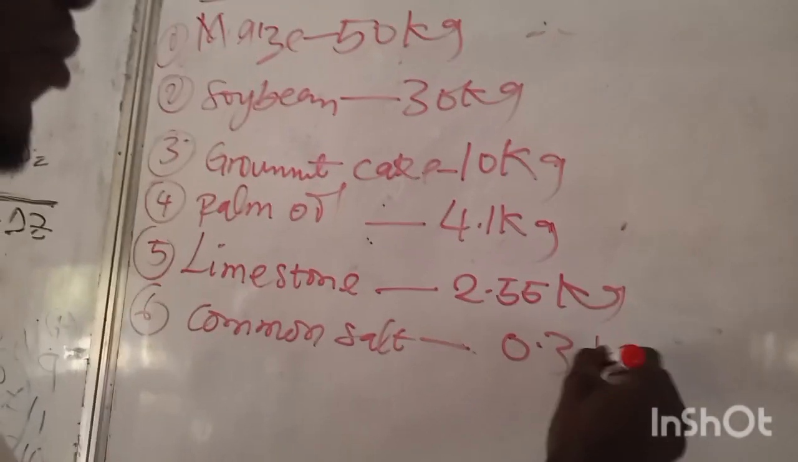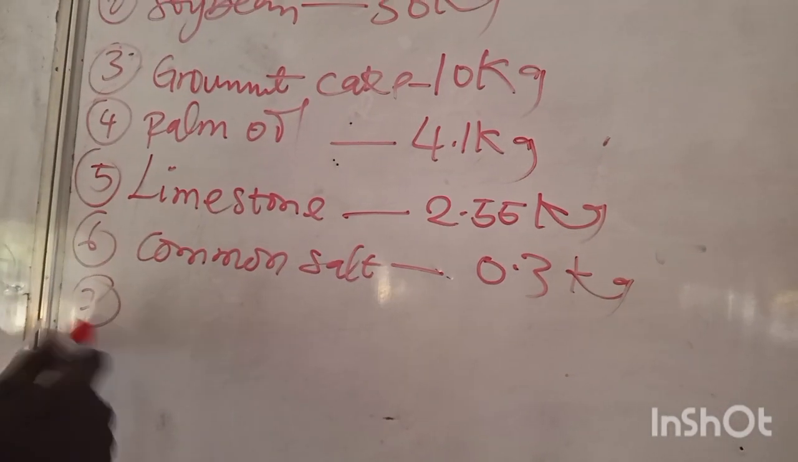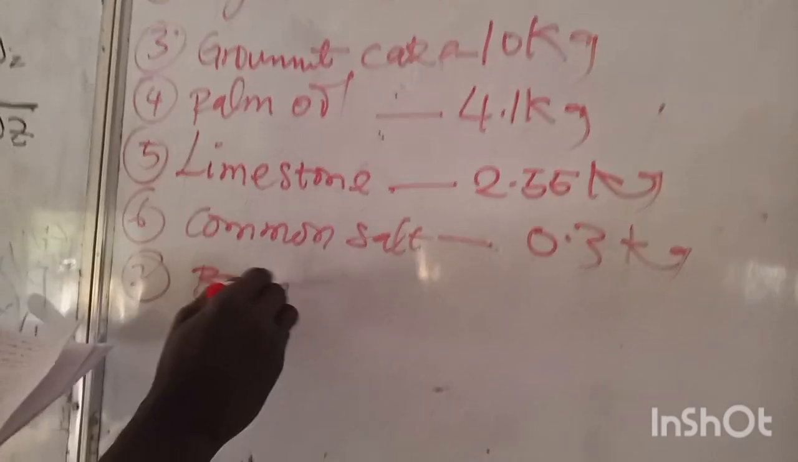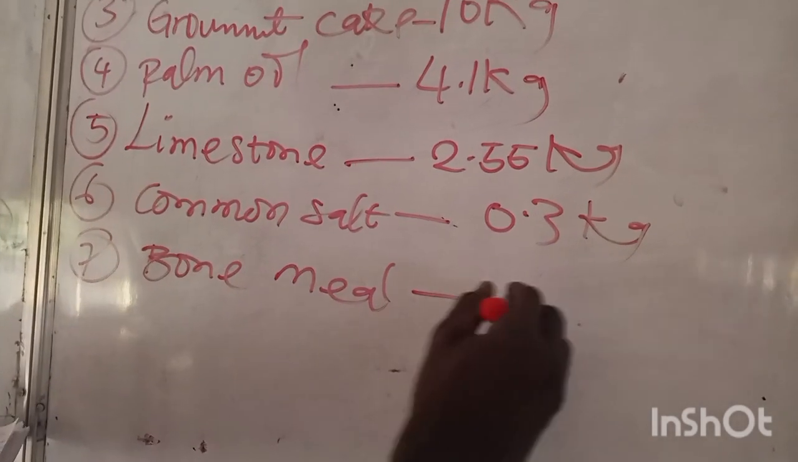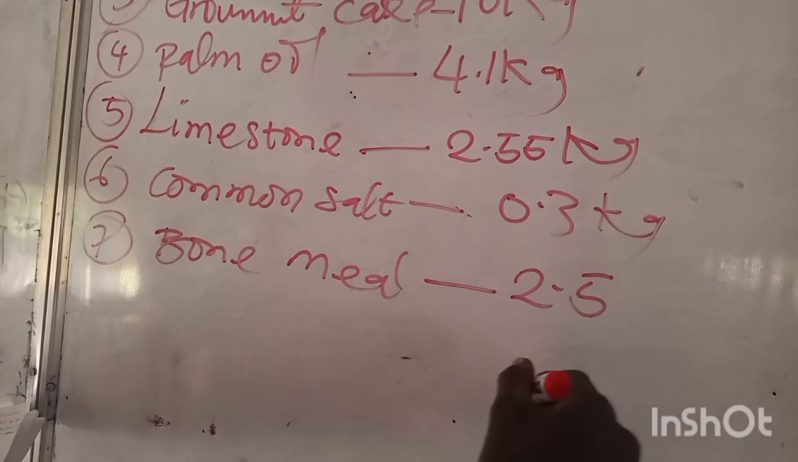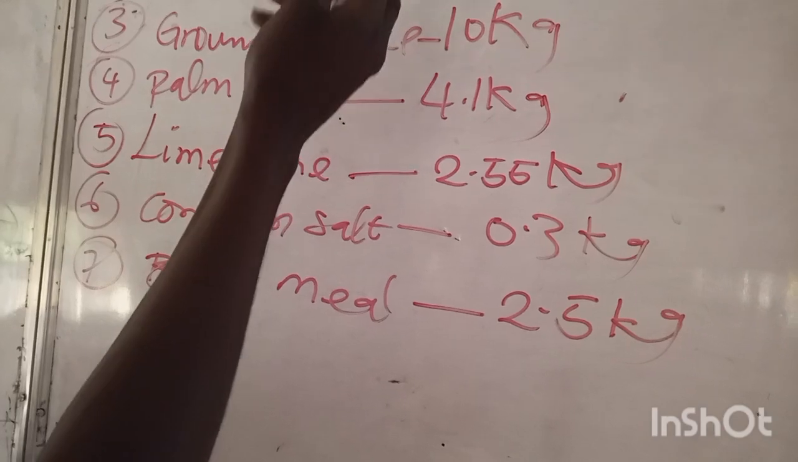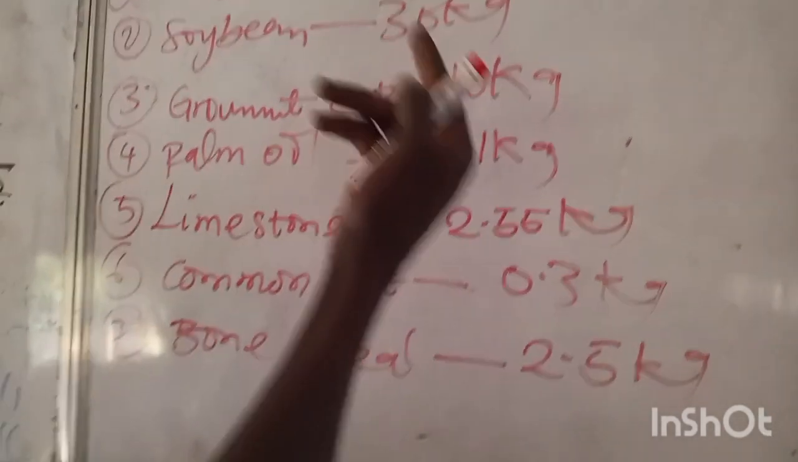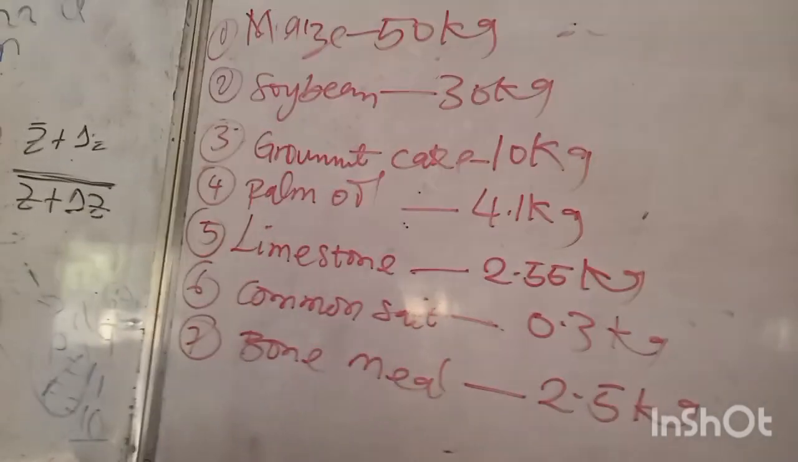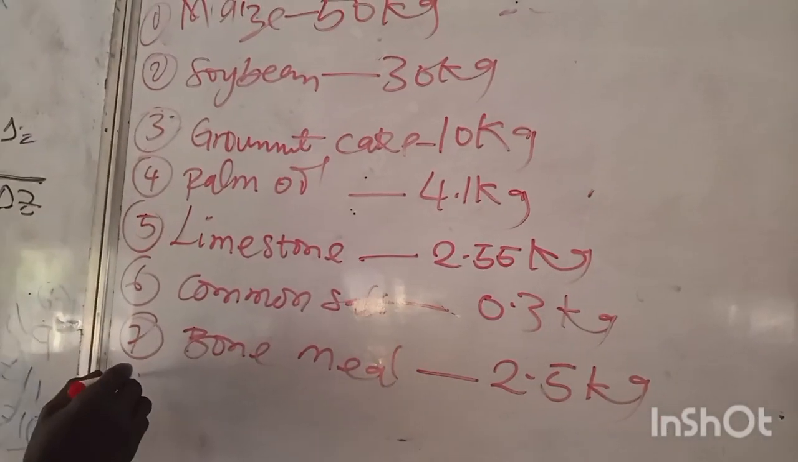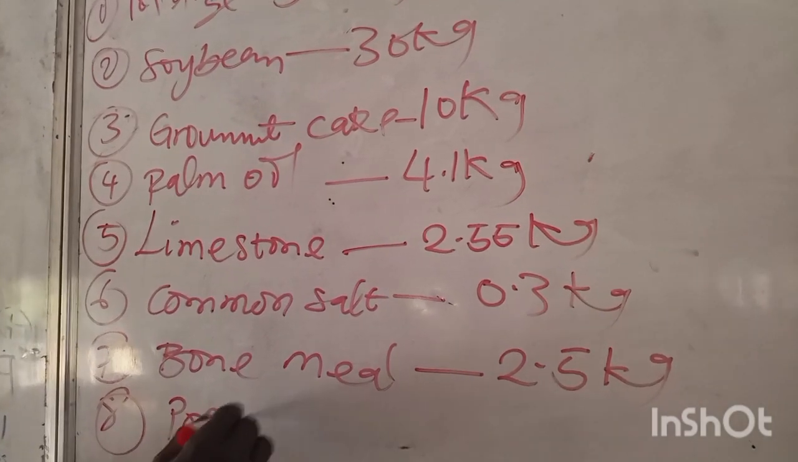Number 7, we use bone meal. Our bone meal is going to be 2.5 kg. Remember, as you're putting them, you are subtracting. Have a place where you'll be subtracting the value you are putting from the remaining value so that you know what remains. So, our premix, which is number 8, when I say premix, I mean vitamin.